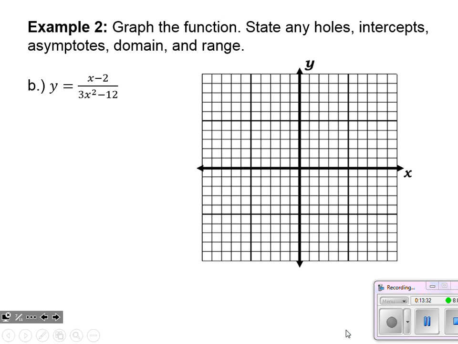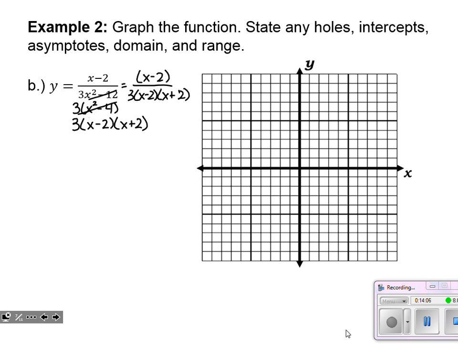All right, for letter B, same prompt. Well, let's see if we can't simplify this first. So x minus 2, my numerator is already factored, but the denominator, oh, I can take out a greatest common factor of 3, and then I can factor the difference of squares that's left to 3 times x minus 2 times x plus 2. So this fraction is really the quantity x minus 2 over 3 times x minus 2 times x plus 2. Oh, and we get a factor that cancels out.